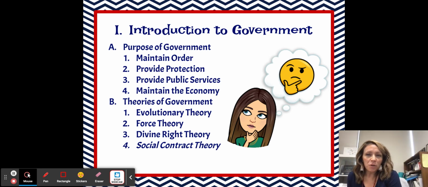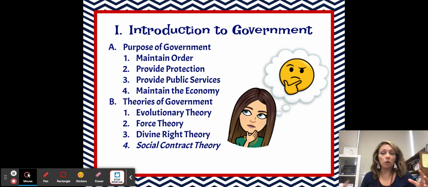The next one is called the force theory. The force theory tells us that government emerged when one group overtook another, or when one person rose up and forcefully came to power in some way, shape, or form.